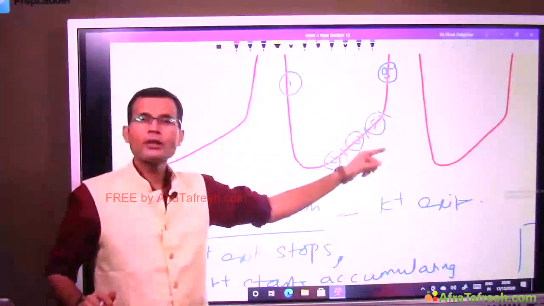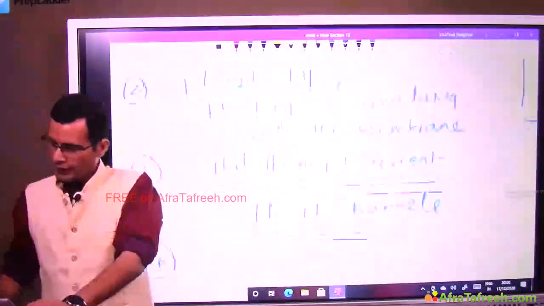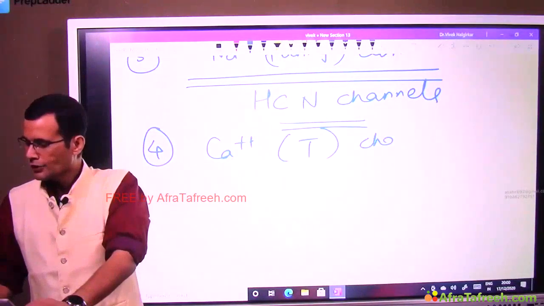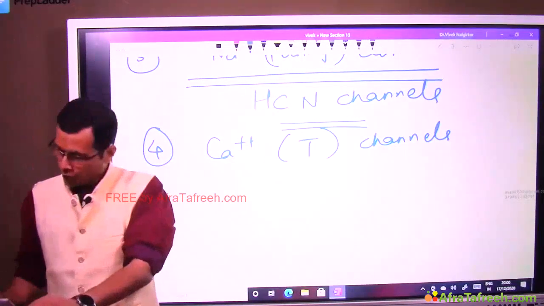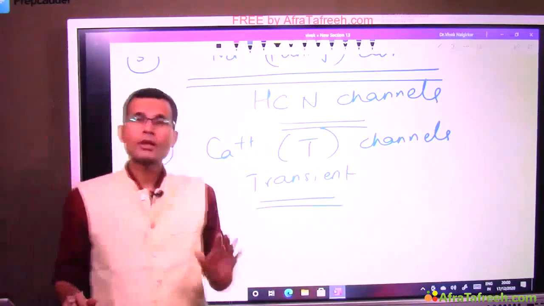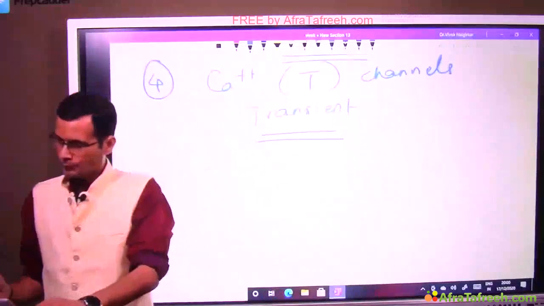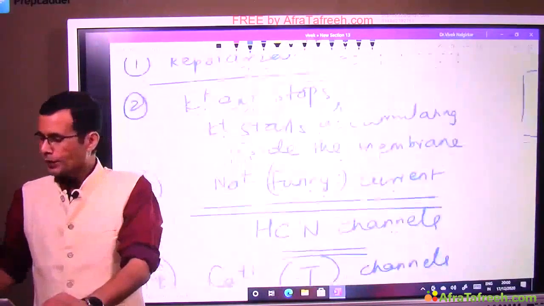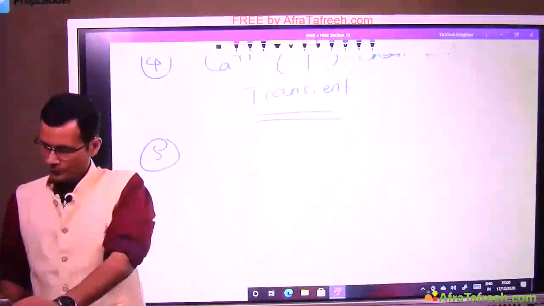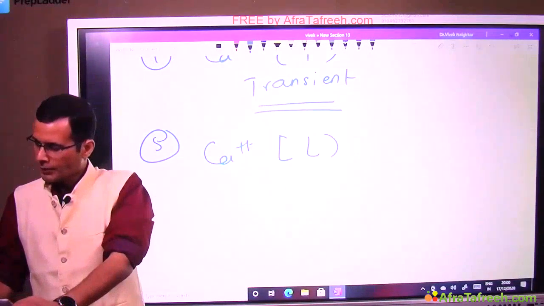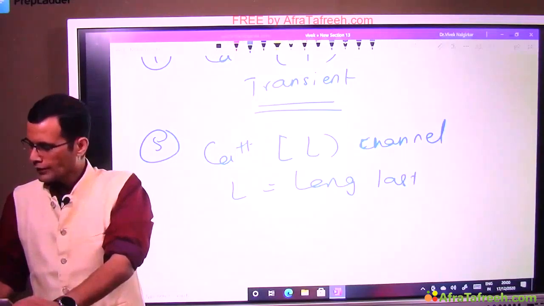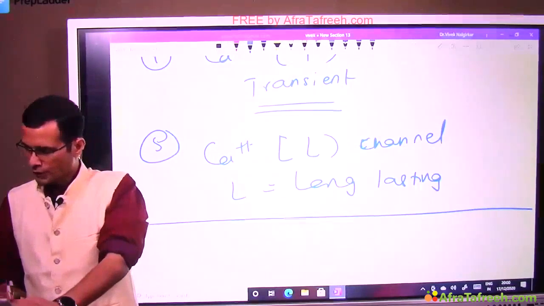And number 4 is reaching of threshold. Well, the reaching of threshold is caused by calcium influx through calcium T channels. T stands for transient. Transient inward calcium current will be responsible for reaching of threshold. And then above threshold, depolarization will be completed by calcium, but through a different channel, the calcium L channel. L stands for long lasting. So long lasting calcium current will be responsible for completion of depolarization.